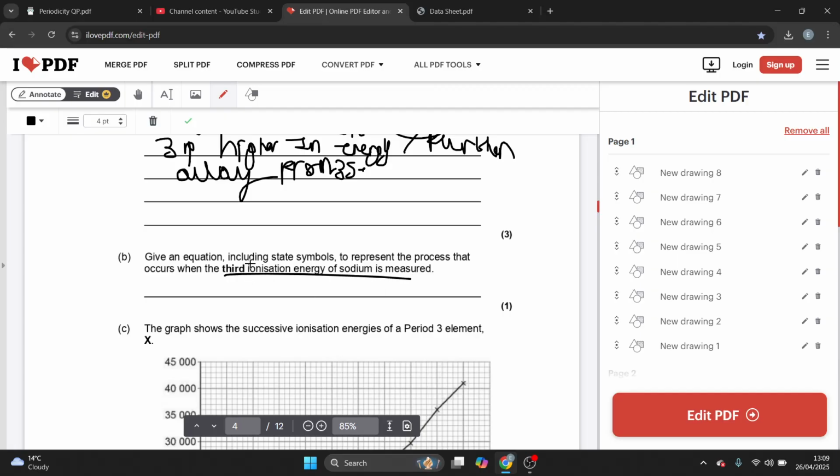Given the equation, say the third ionization energy of sodium is measured. In this case you need to know the trick. Subtract 1, so Na2+ gaseous goes to Na3+ gaseous plus e-.